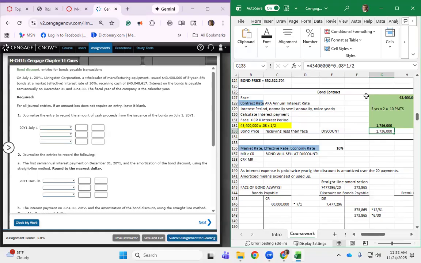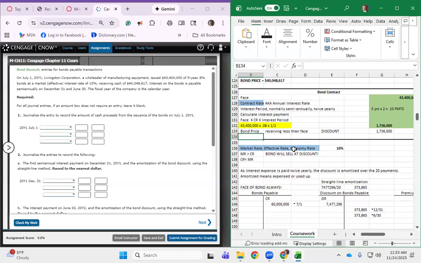Now, I went ahead and put my bond price here. I need to change that. I can also put the bond price down here. So the bond price is how much you're receiving in cash for that bond. So I want you to write that down somewhere. All right, so I'm going to put in what mine is. Mine is $48,617. That is my bond price.